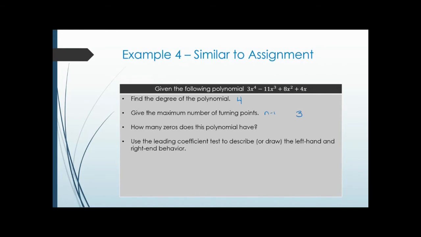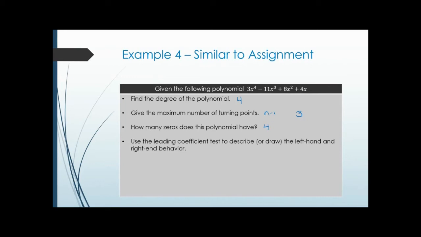Then how many zeros does it have? So this is the fundamental theorem of algebra, essentially. It's the same number as the degree. So there will be 4 zeros. Some of them, it's possible to have repeated zeros. So you may have 3 different numbers, but because one of them is repeated, it still counts as having 4.